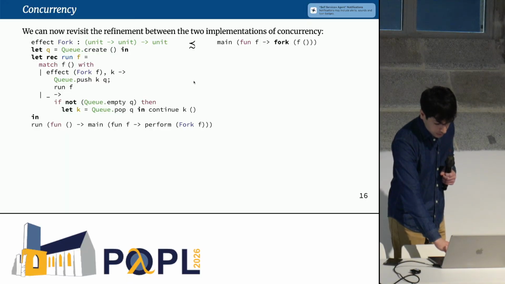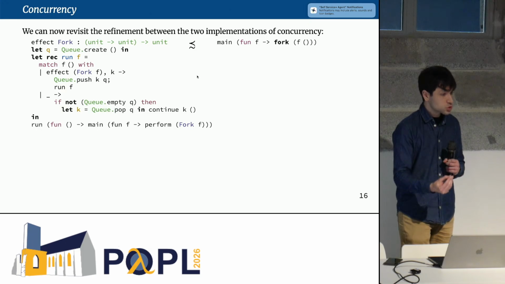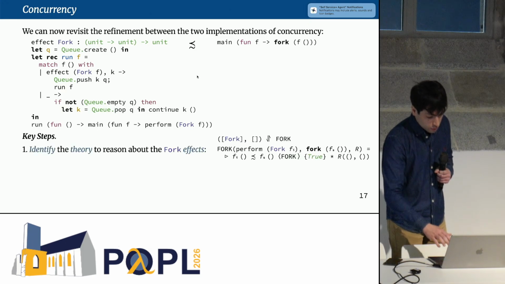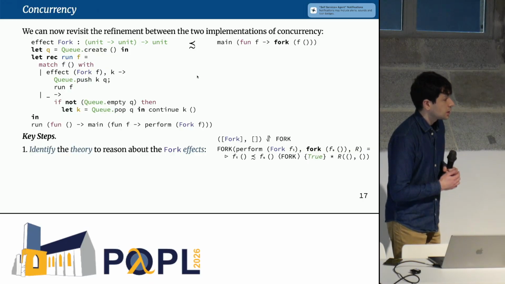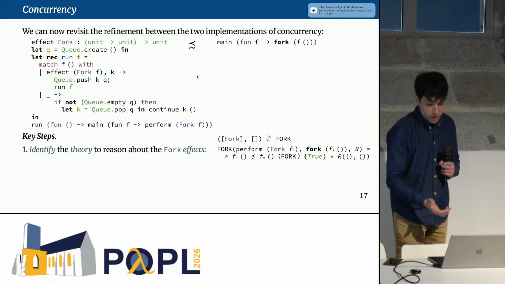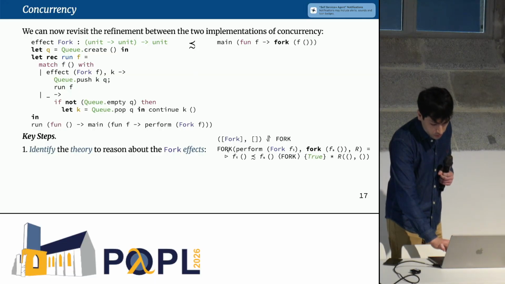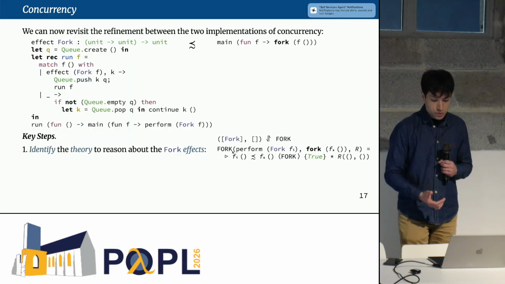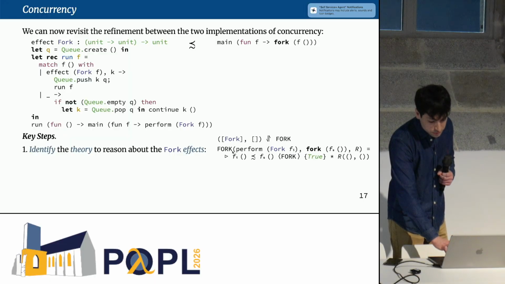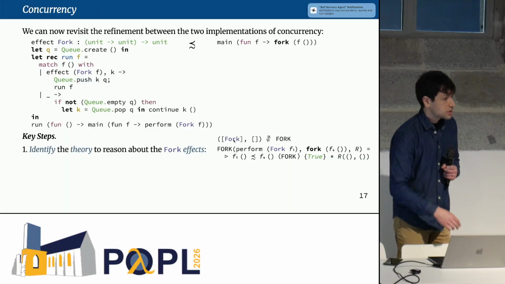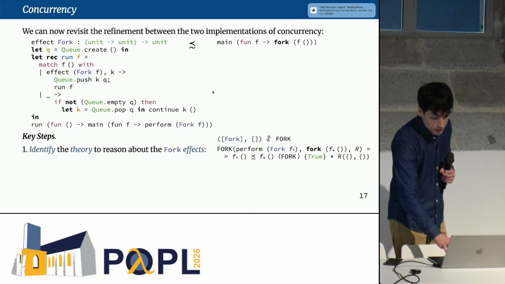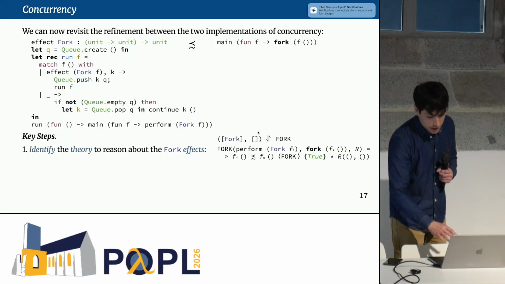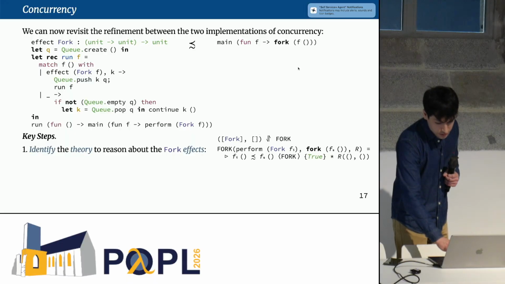So there are three key ideas. The first one is that we must come up with a theory to reason about these fork effects. Not surprisingly, the theory is going to be the one I showed before, the theory about fork effects. But we're also going to take the context closure of this theory, with two sets. The set on the left-hand side is going to be the singleton set with the fork effect, because it's the only effect in this program. And on the right-hand side, it's going to be the empty set, because this program doesn't have effects.